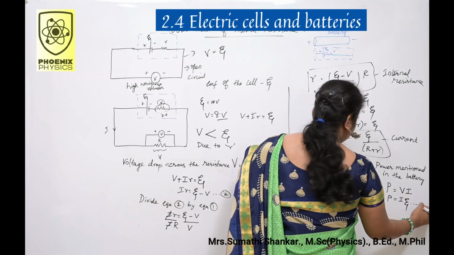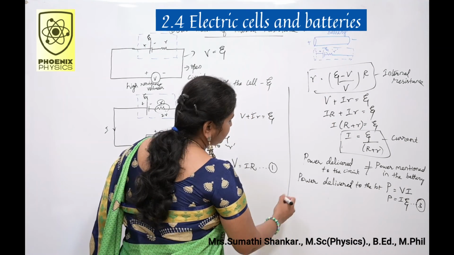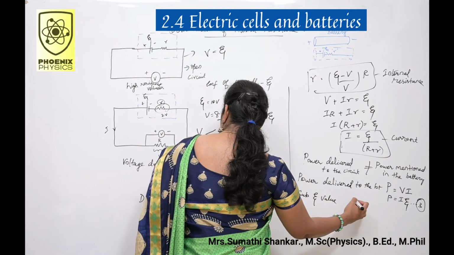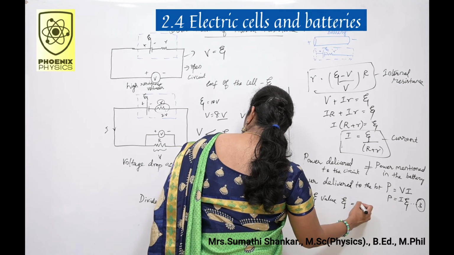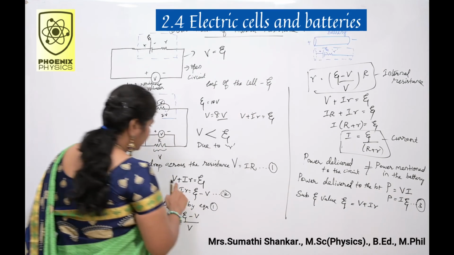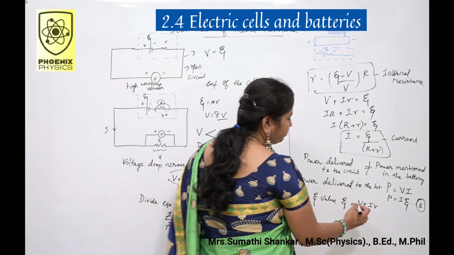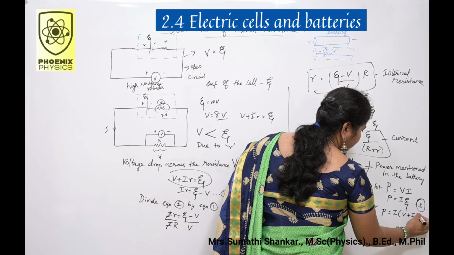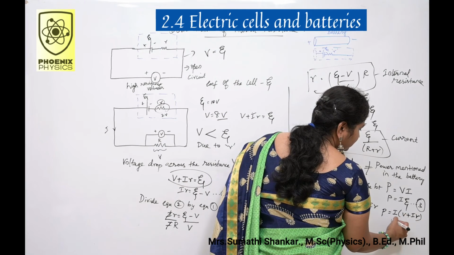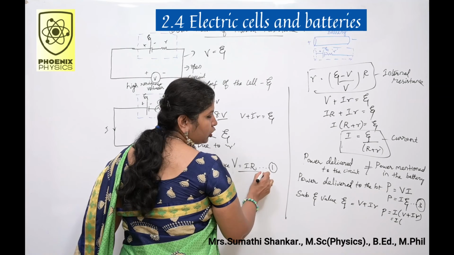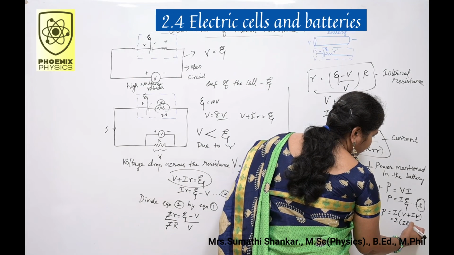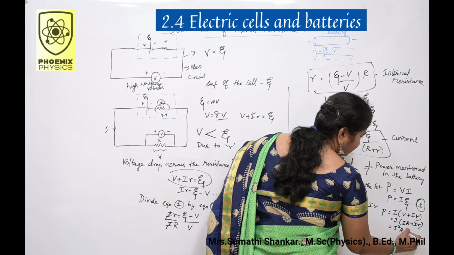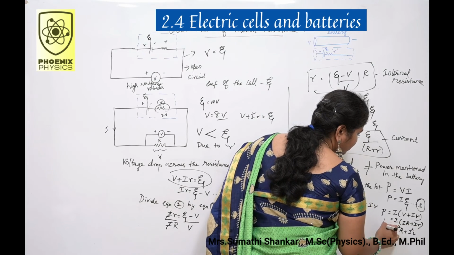Substitute the Xi value, that is Xi is equal to V plus I into r. So P is equal to I into V plus I into r. This V is nothing but I into R according to equation 1. So I into IR plus I into Ir. You can get I square R plus I square r. This is my power P.